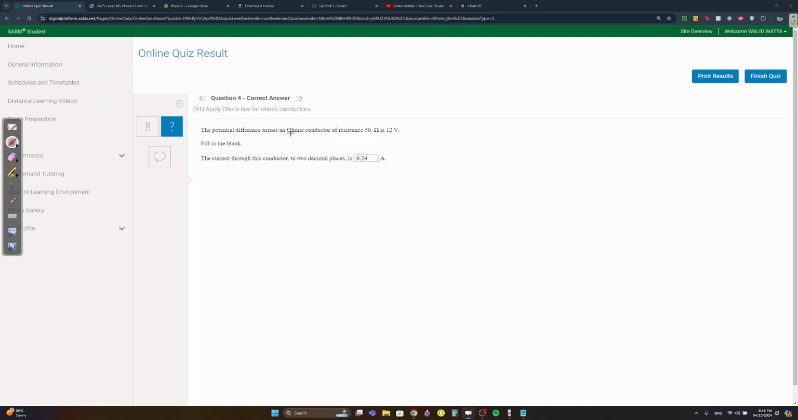Formula. The potential difference across an ohmic conductor. Its resistance is 50, with volts is 12. How much is the current? We know R equals V over I. So rearrange the equation, put I here, R down. You're going to get I equals V over R. You're going to get 12 divided by 50, which is 0.24.